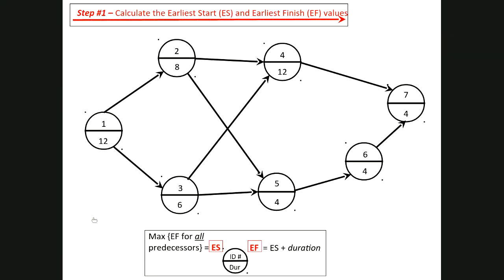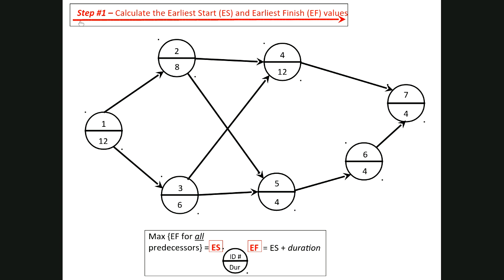All right, so here's our example network again. I've cleaned up the arrows, and if you'll notice, I've added the durations associated with each one of the activities. So again, as you'll see, task 1 takes 12 weeks. Task 2 takes 8 weeks. Task 3 takes 6 weeks, and so forth. Now, in order to do this correctly, there's a 3-step process.